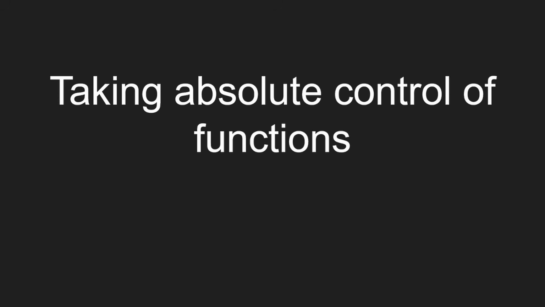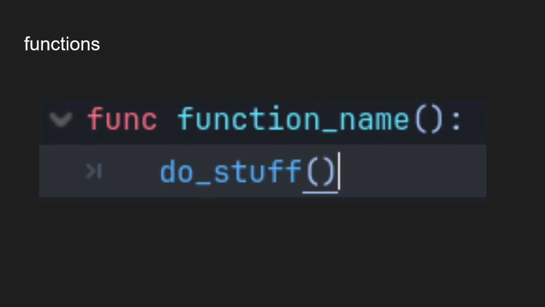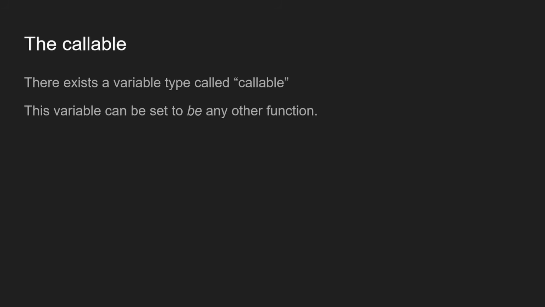Alright, so today I want to explain how to take absolute control of functions in Godot. So functions, they look like this. You have your function name, and you have your code in the function that will do whatever you tell it to. Now, the callable is a variable type, and this variable type can be set to be any other function. So if you think about how an integer can be the number 8, the callable can be set to be another function. And this is the documentation.